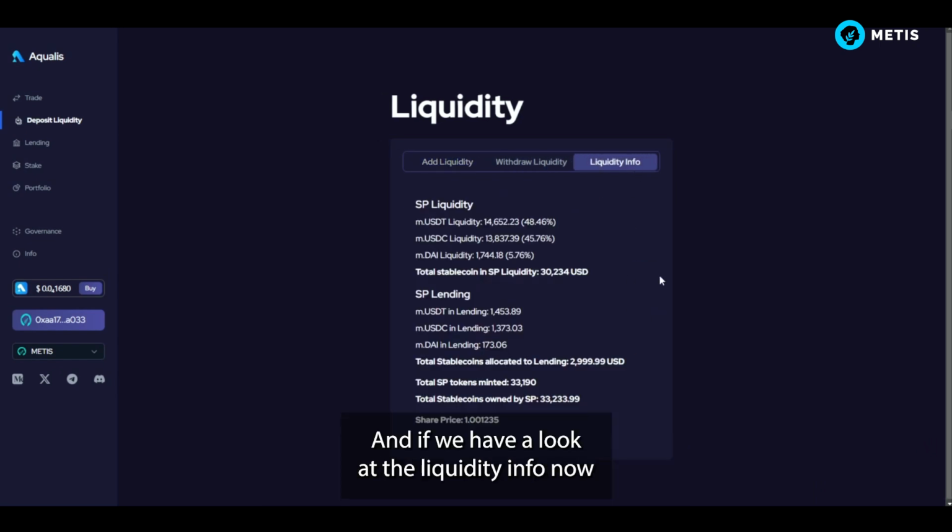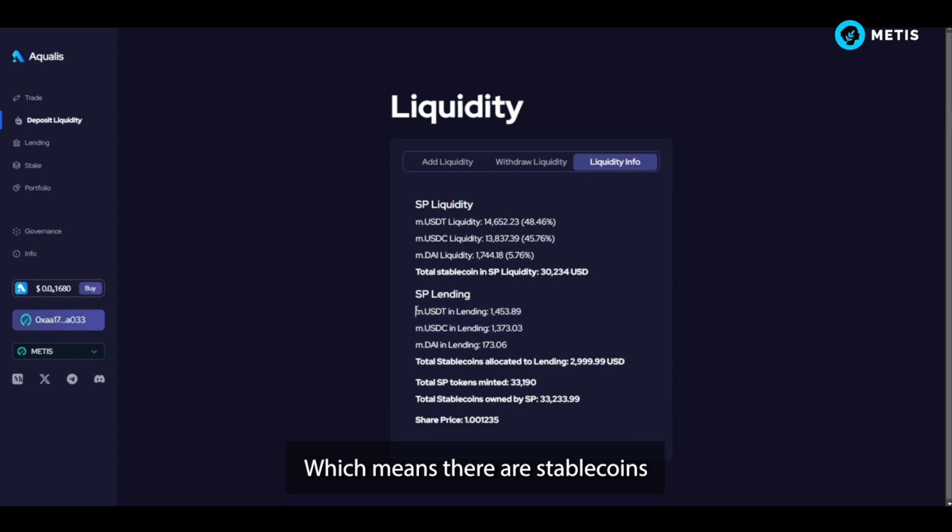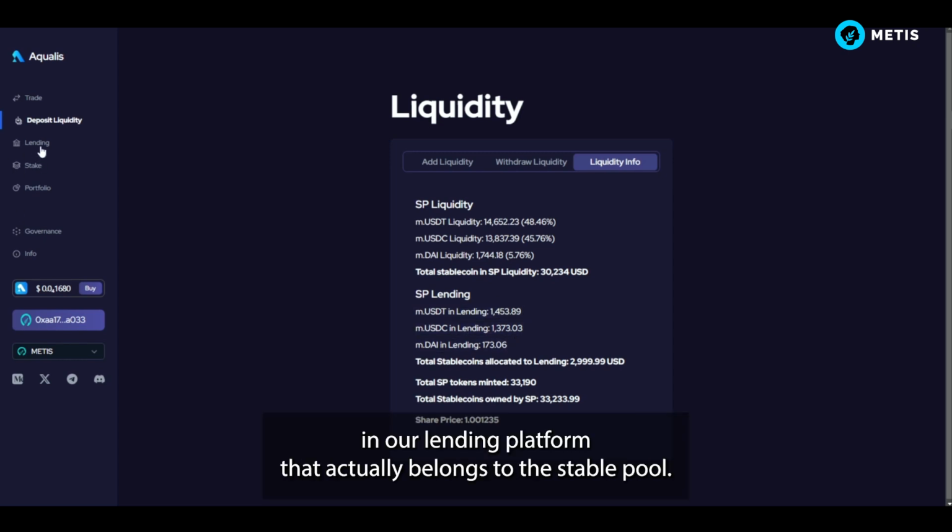And if we have a look at the liquidity info now, we can see that the SP lending side has actually increased, which means there are stablecoins in our lending platform that actually belong to the stable pool.